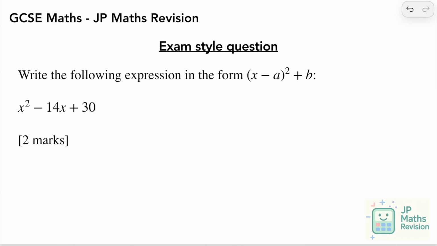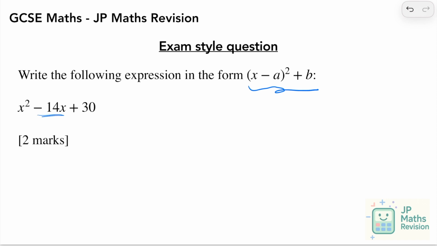Here's an exam style question. So this time it says, write the following expression in the form x minus a squared plus b. So they've just worded this slightly differently. All they want you to do is write this expression in completed the square form, because this thing here is what completed the square form is.